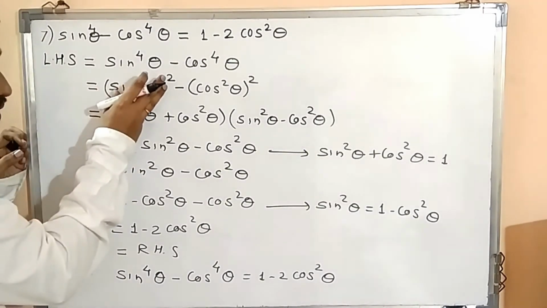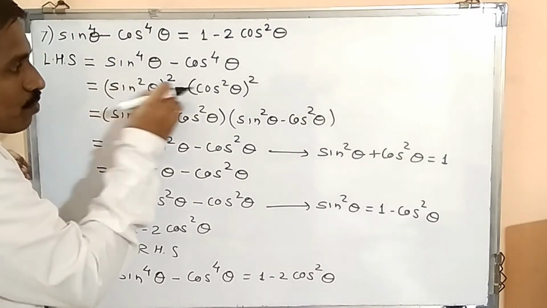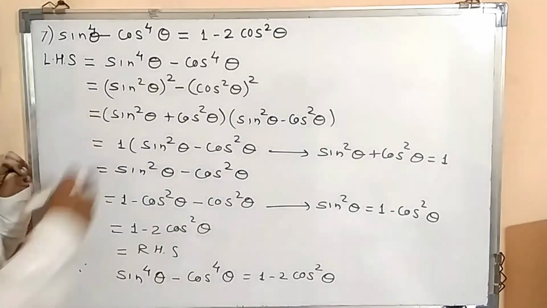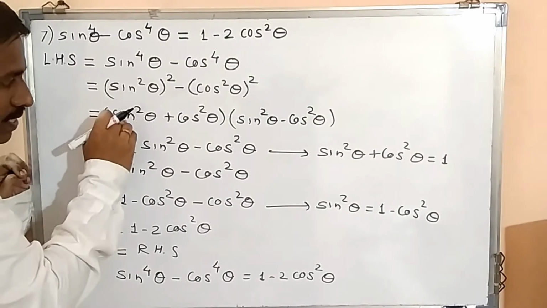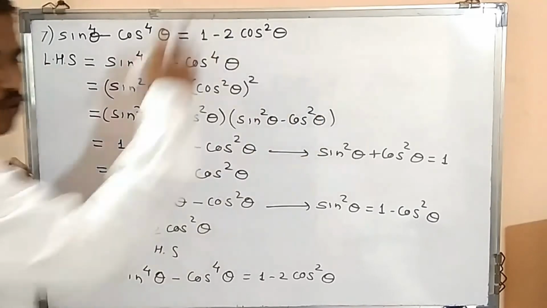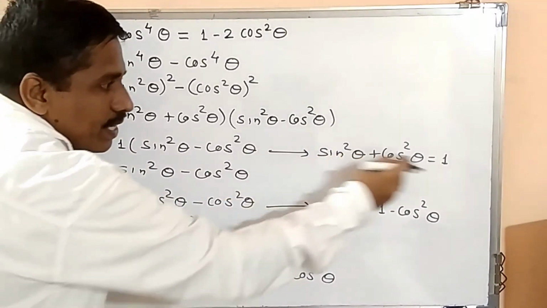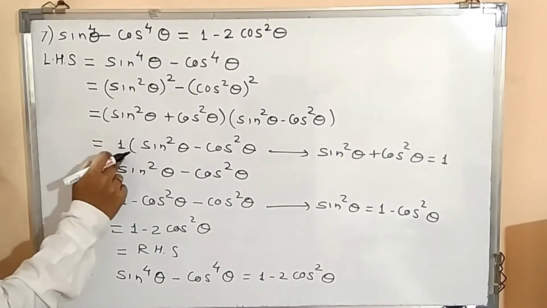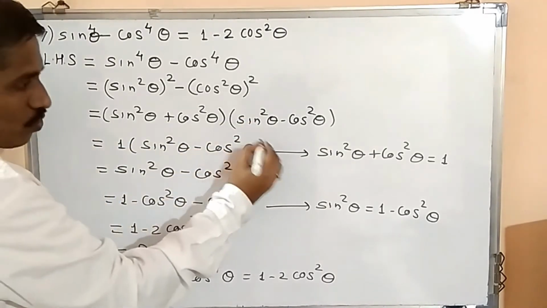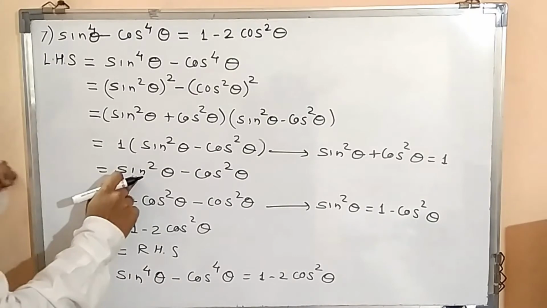So this is a square minus b square. So what is expansion of a square minus b square? That is a plus b, a minus b. So this will be sin square theta plus cos square theta into second bracket sin square theta minus cos square theta. This sin square theta plus cos square theta, as I know identity, that is equal to 1, substituting this as 1 into sin square theta minus cos square theta. So that is equal to multiplying by 1, it means the terms will remain same, sin square theta minus cos square theta.